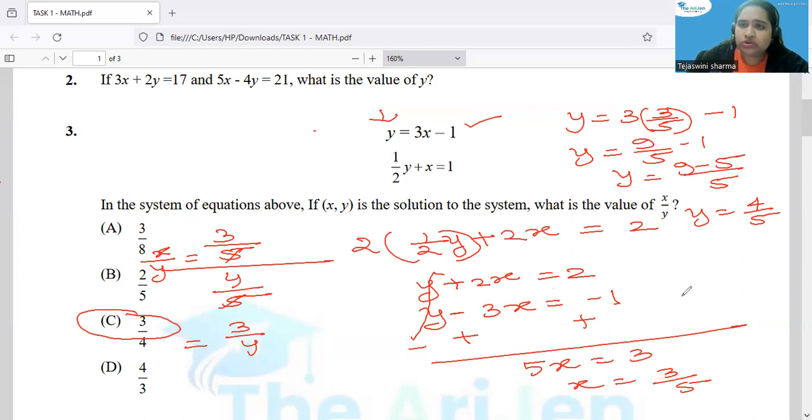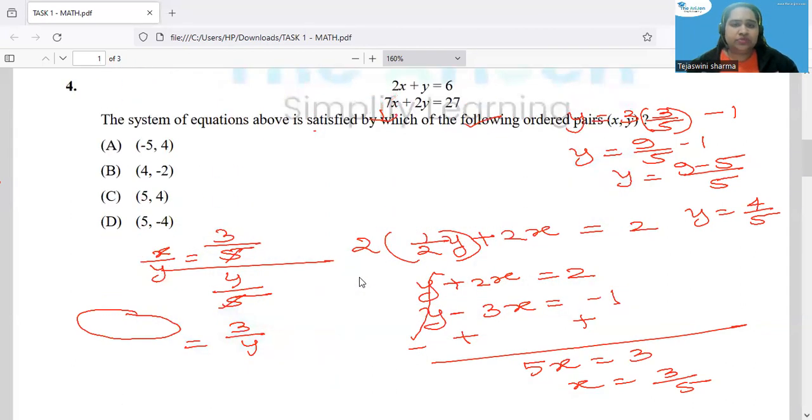You can note down the solution by putting the video on pause, and I'm going to move to the next question, which is question number 4. Let me show you. Yeah, here question number 4 is.